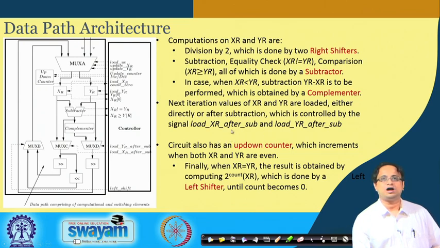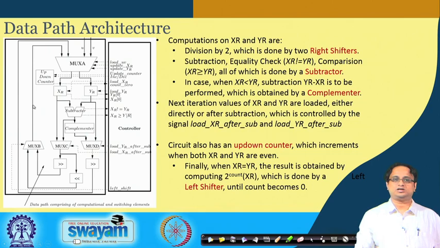That means, if load XR after sub is high, then rather than taking the result from this point, which is just the right shift, you take the result after subtraction, and then right shift. Otherwise, you take the result directly from XR and right shift, and then you update XR. So, these are the 2 possible things which can happen. Similarly, for YR.